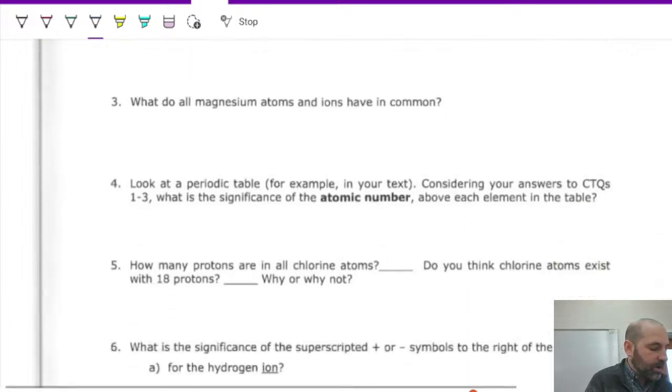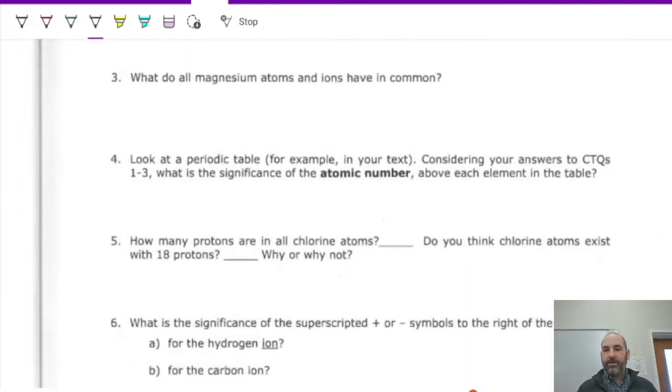So then if we look at a periodic table, which I don't have right here, but, well, I mean, there's one in the classroom, but I will have to load that up on my system for next time. I forgot about that. You can look at what's the significance of the atomic number above each element, and you'll see that it actually matches up with that number of protons.